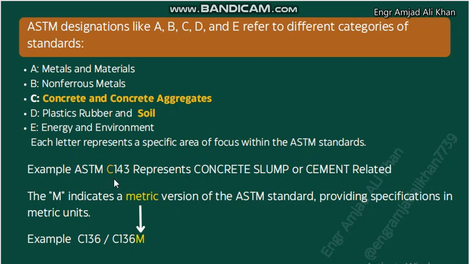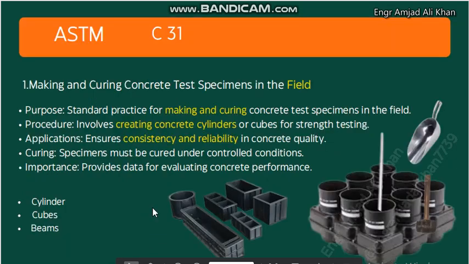Example: ASTM C, where C represents concrete or cement, and the M indicates a metric version of the ASTM standard, providing specifications in metric units. M represents metric. Example: 136M. M represents metric.